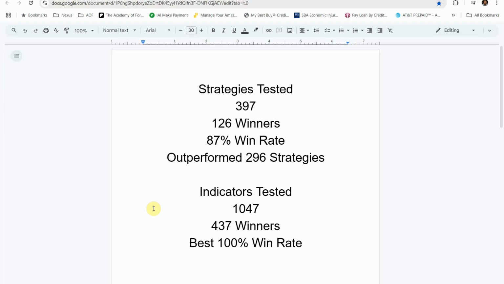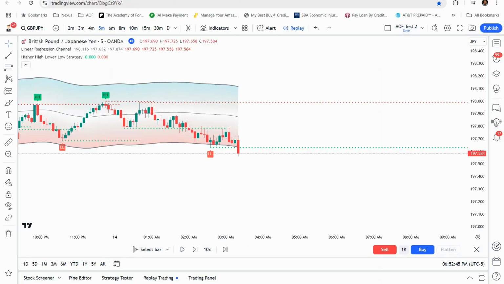So far, since we've been keeping track, it has outperformed 296 of the other strategies that we have put it up against, every single one so far. We've also tested a total of 1,047 indicators, with 437 of them being winners.